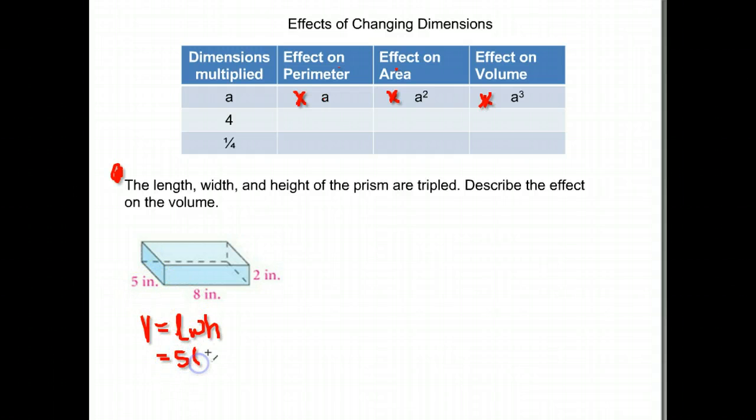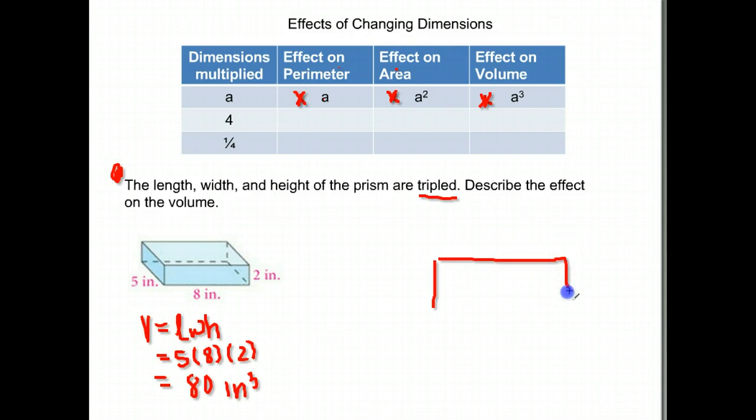It's a rectangular prism, so we find the volume by doing length times width times height. In this case, 5 times 8 times 2, which gives us a volume of 80 cubic inches. Okay, let's say, however, that those dimensions are tripled, like they said here. They're all multiplied by 3. And this is going to be a really poor drawing, but we'll try it.